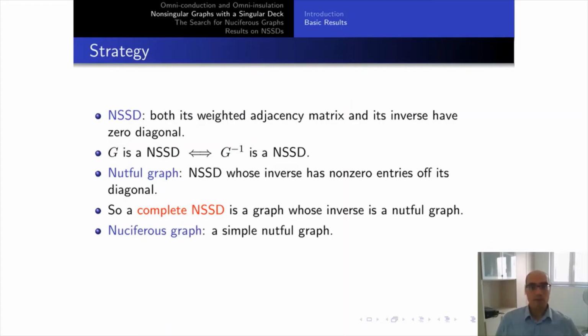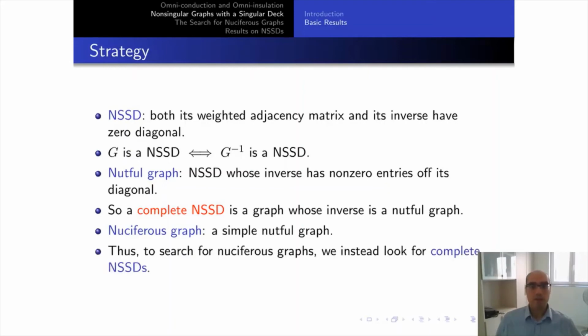A nuciferous graph is a simple nut-full graph, so a nut-full graph which does not have weighted edges. So how do we find nuciferous graphs then? We can find nuciferous graphs perhaps by looking for complete NSSDs.